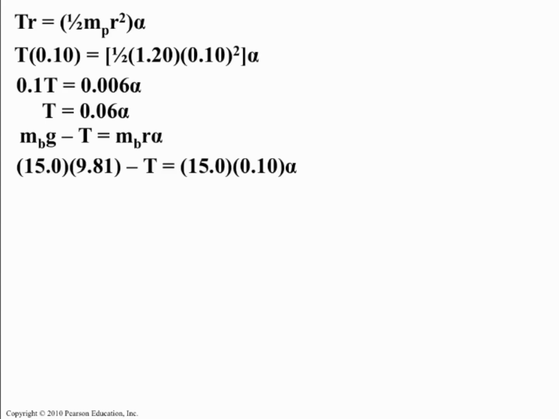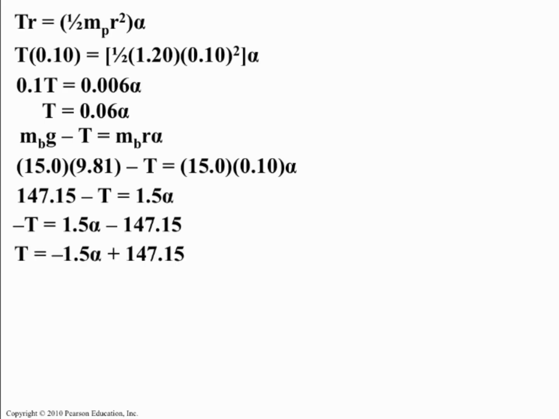All right, now turning to our next equation, we are filling things in. 15.0 is the mass of the block, so we put that in for MB, 9.81 we know, minus T equals 15.0, mass of the block, times the radius times alpha. Okay, now evaluating, 147.15 minus T equals 1.5 alpha. Negative T equals 1.5 alpha minus 147.15. T equals negative 1.5 alpha plus 147.15.